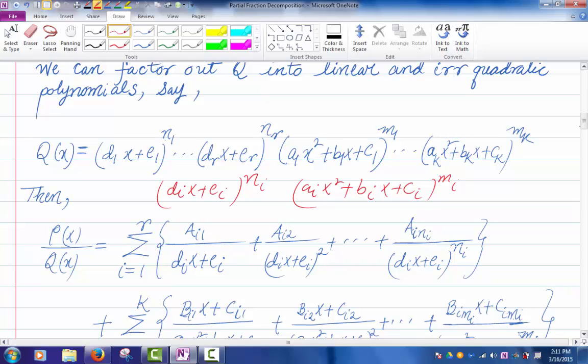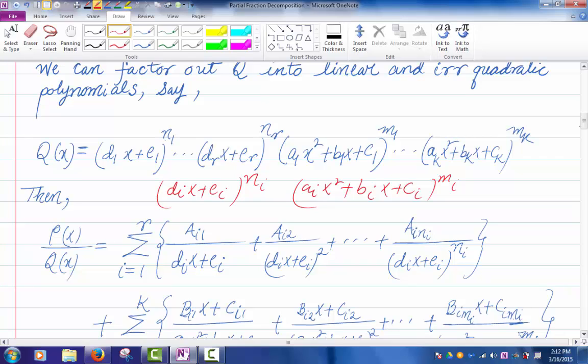Don't worry about the notation here too much. All I'm saying, there are R linear factors, and there are K quadratic factors, irreducible quadratic factors. And each linear factor may come with some multiplicity. So whatever the exponent is on the linear factor, it's called the multiplicity of that factor. Am I making sense? N1 is the multiplicity of the first factor. NR is the multiplicity of the rth linear factor. Same way, M1 is the multiplicity of the quadratic factor a1x squared plus b1x plus c1. Is everybody clear?